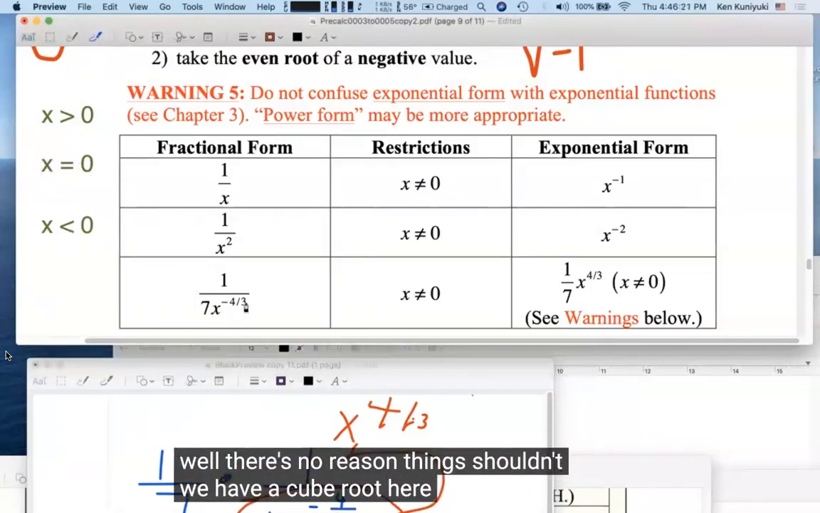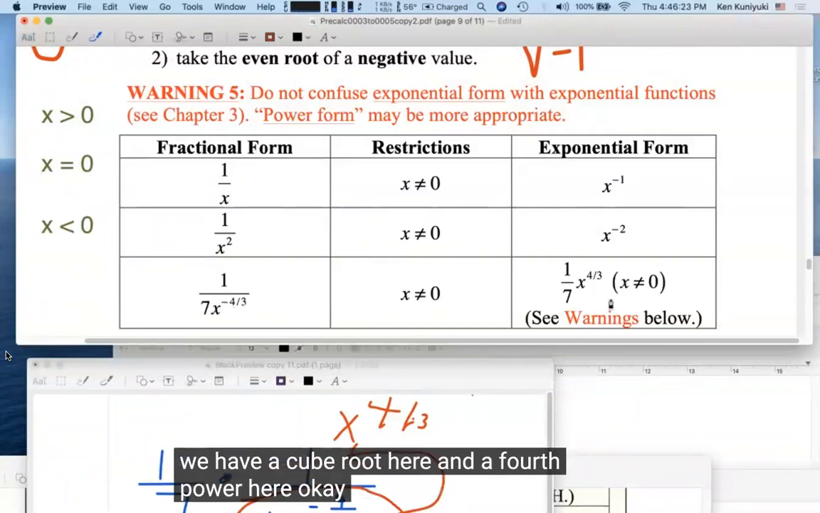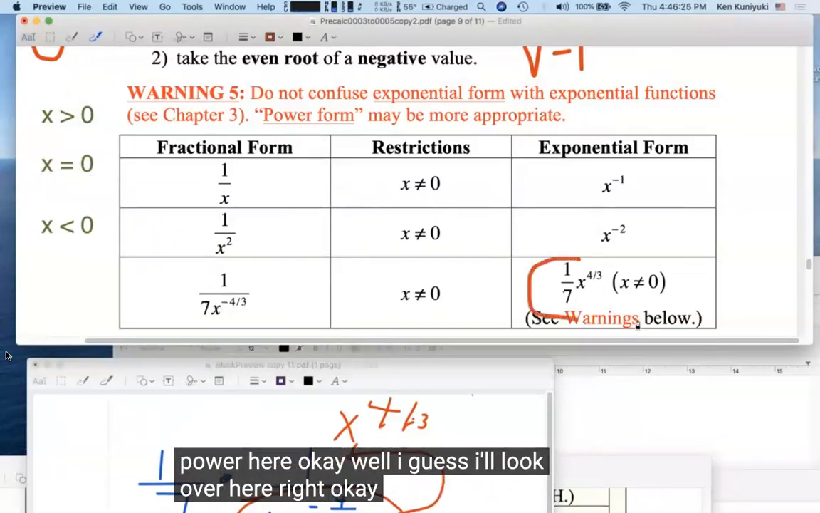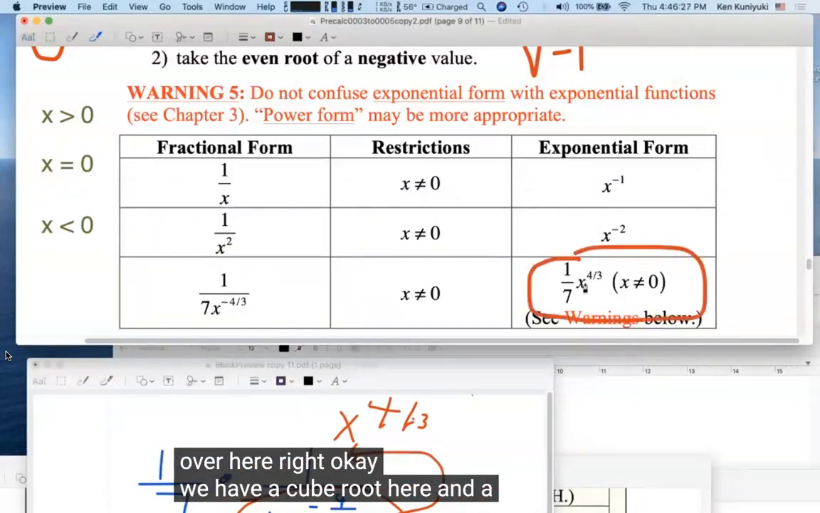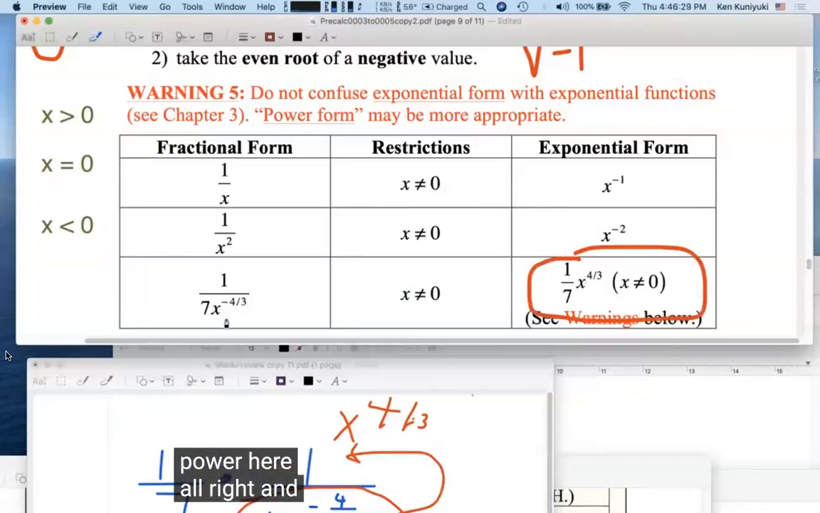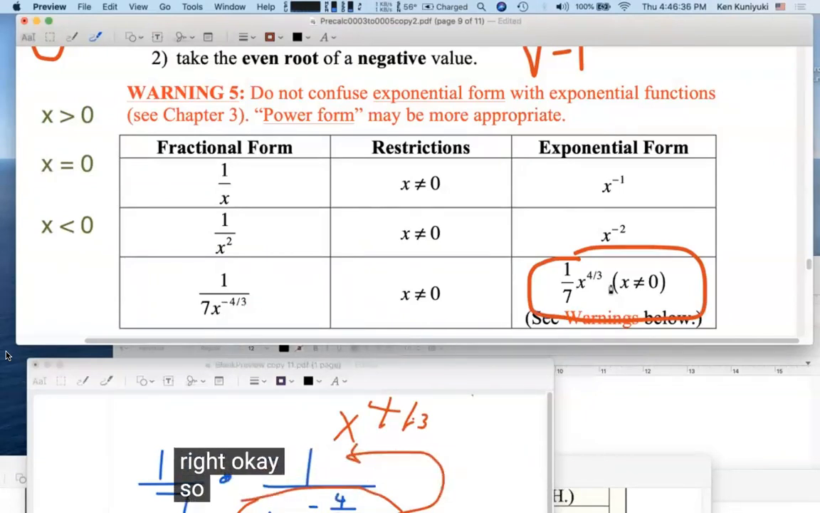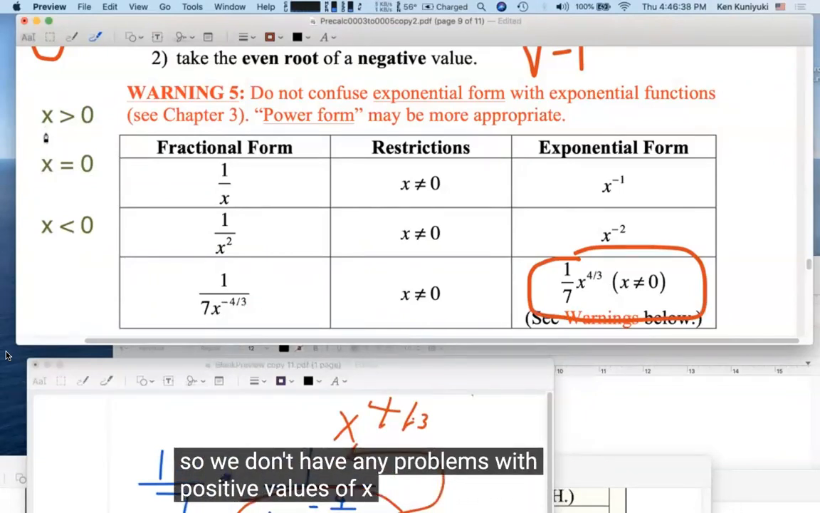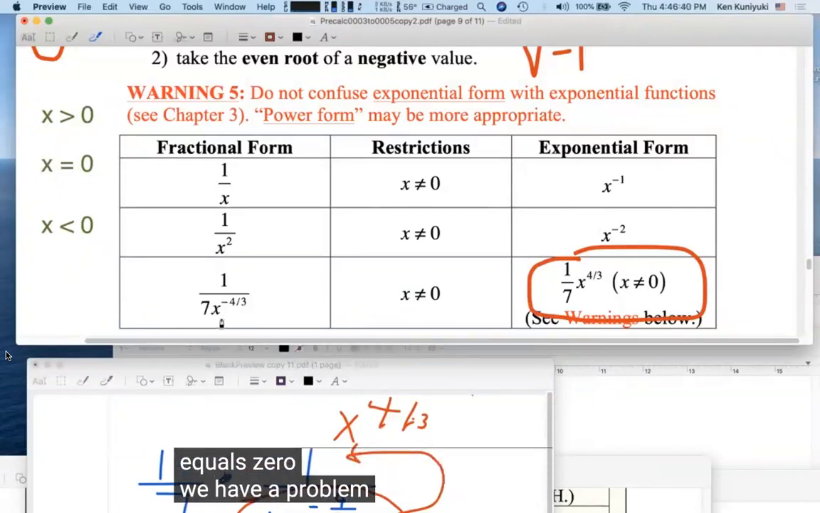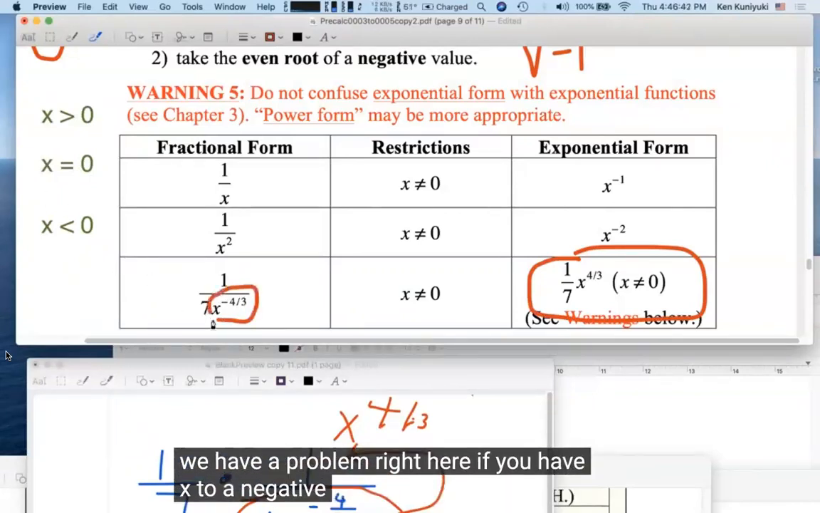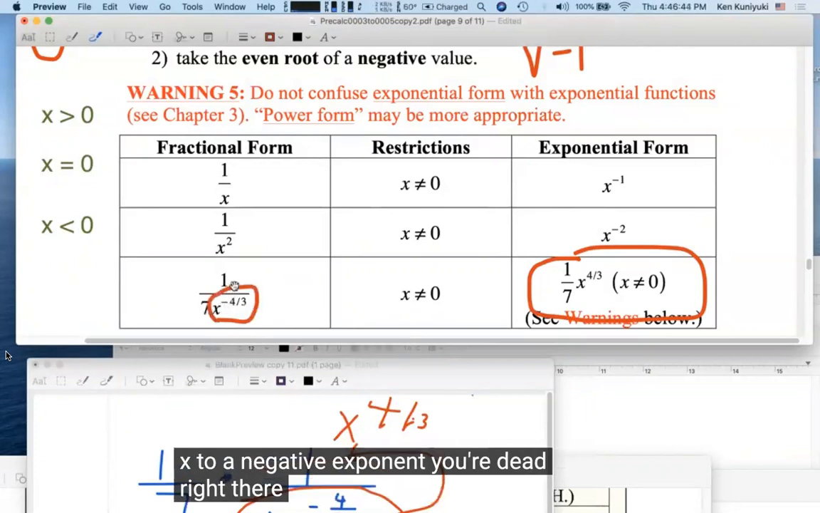We have a cube root here and a 4th power here, and we basically have those ideas down here. So we don't have any problems with positive values of x. But what about x equals 0? We have a problem right here. If you have x to a negative exponent, you're dead right there.